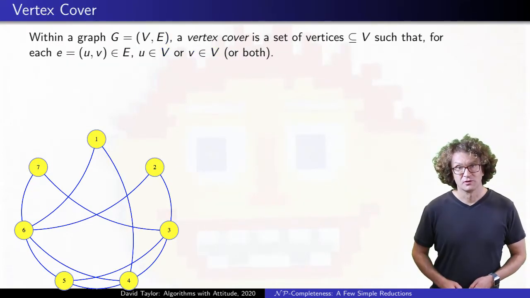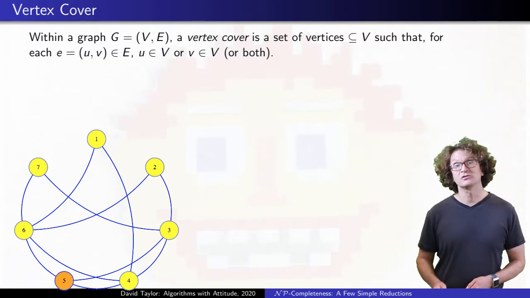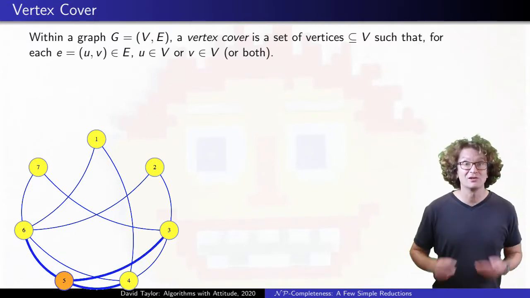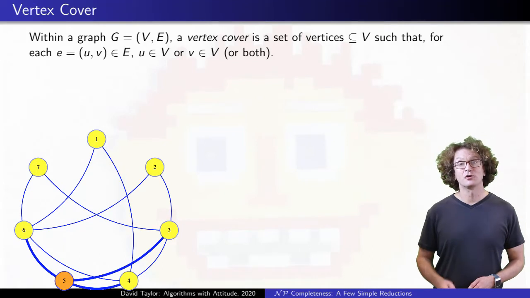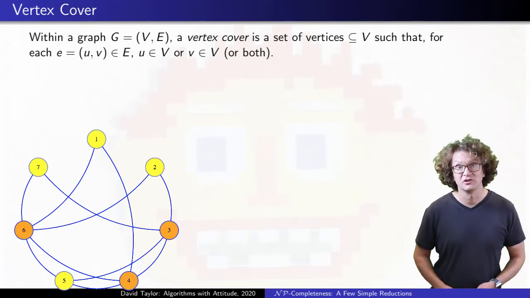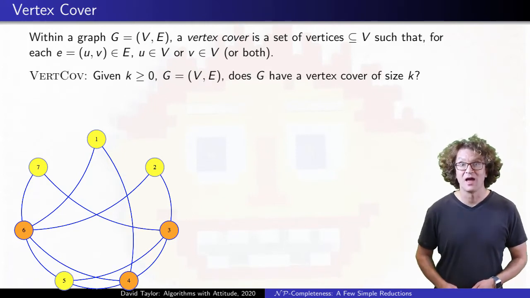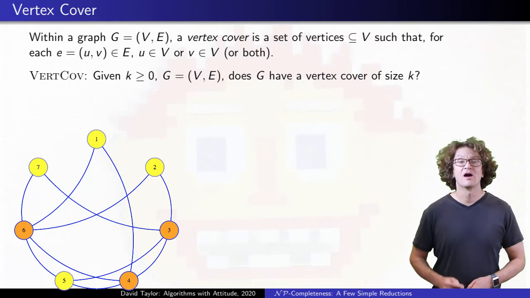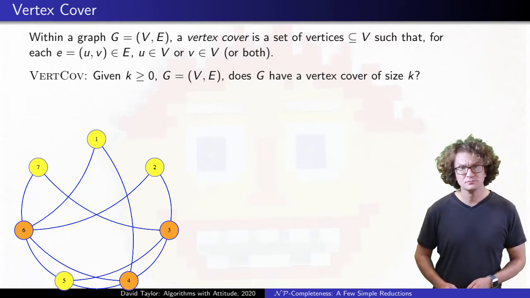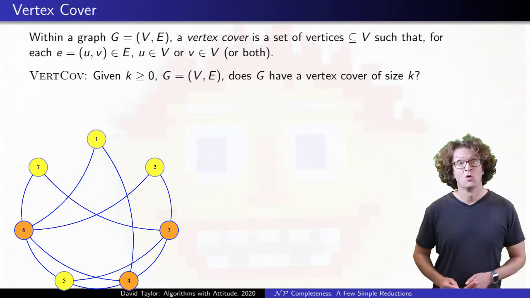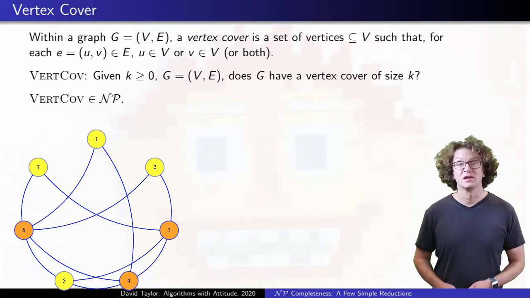Vertex cover is up next. In a graph, a vertex covers the edges that it's a part of. A vertex cover is a set of vertices that cover all of the edges in a graph. The vertex cover problem asks if a graph has a vertex cover of a given size. Notice here, it's harder to find a small vertex cover, while it's harder to find large cliques and independent sets. But still, vertex cover is in NP.